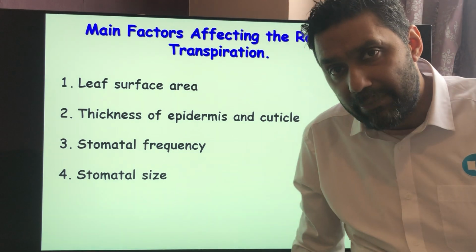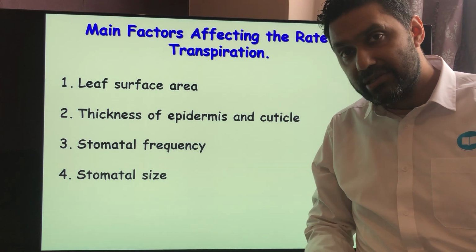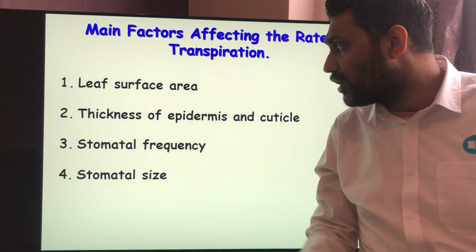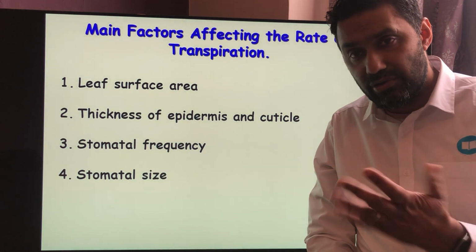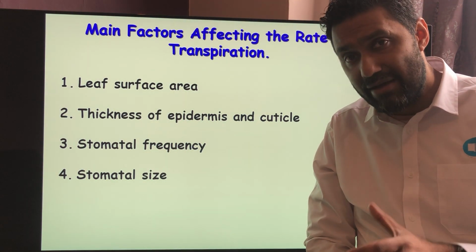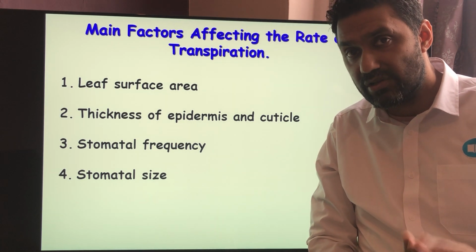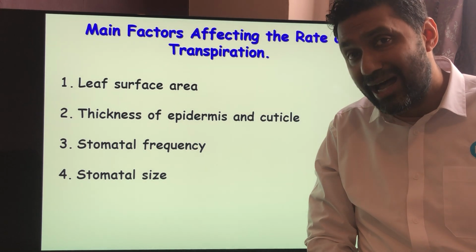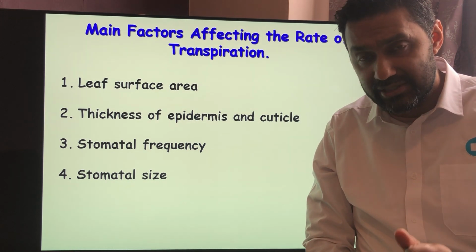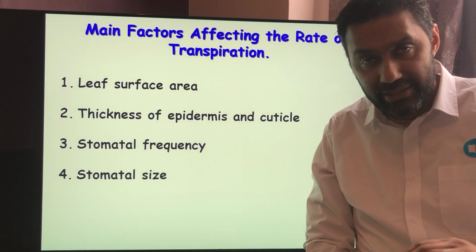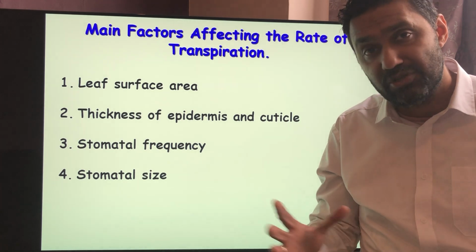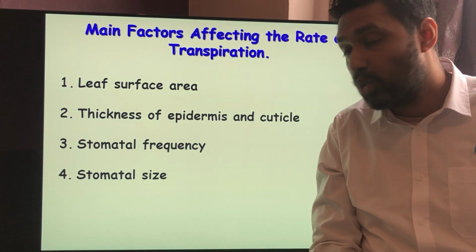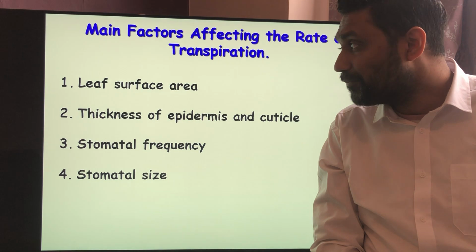Stomatal frequency, that basically just means how many stomata are there. So if you've got loads of stomata on the underside of your leaf, the more stomata you have, the more transpiration will occur, because you've got more holes, more open doors for the water to evaporate out. Stomatal size, obviously if you've got tiny stomata, the door's smaller, less water is going to evaporate out. If the stomata are much bigger, more water will evaporate out.